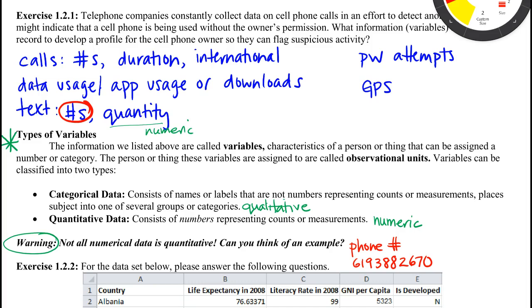There are other examples, so I'd like you to come up with some, and maybe we will talk about this in class when we come in week 2. I'll ask if we have some more examples for things that are numeric but not actually quantitative. So maybe take a moment, pause, see if you can come up with something other than phone numbers to throw in there.